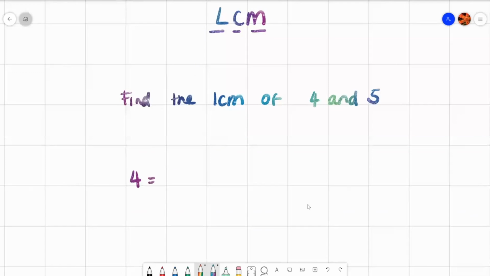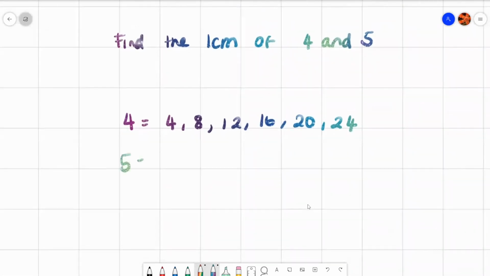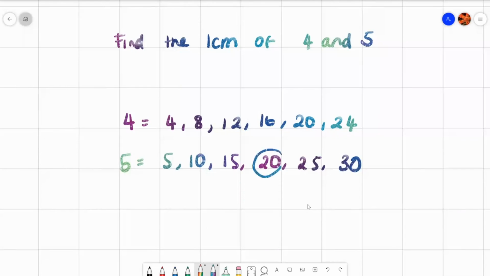You just start off by writing out some of the numbers in the 4 times table. Obviously, it can go on forever, so just write down a few. I'm going to write 4, 8, 12, 16, 20, and 24 for now. I might need to carry on, I might not. For 5, again write down some of the times table: 5, 10, 15, 20, 25, 30. What's the lowest number that's in the 4 times table and the 5 times table? If we skim through the two lists, we'll see that the number 20 is the lowest common multiple. It's the lowest number that's in the 4 times table and the 5 times table.